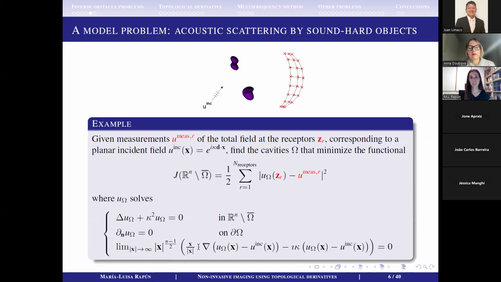Okay, then in this case, you can measure. Your data will be the measurements at some receptors at the points here marked by red, and then you want to minimize this cost functional. So we are comparing the solution to our forward problem, where the objects are omega, with our measurements. We want to determine these objects omega. So this is the data. This is the way this function depends on the objects we want to obtain.